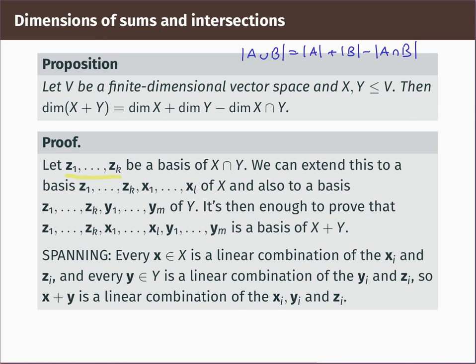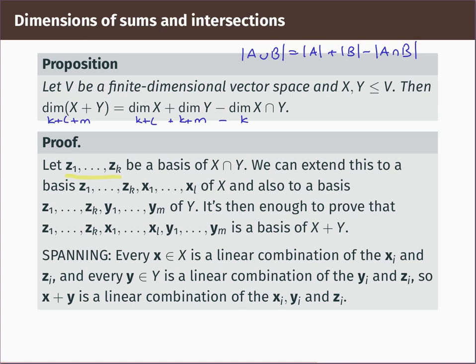And the reason is because if we've proved that, then the left hand side of that equality would be k plus l plus m, and the right hand side would be k plus l plus k plus m minus k. So if we were to prove that this thing was a basis for X plus Y, then this equality really would hold.